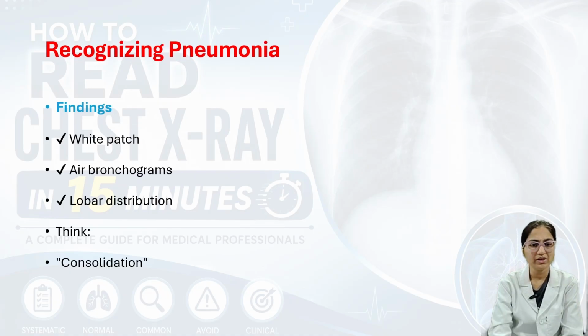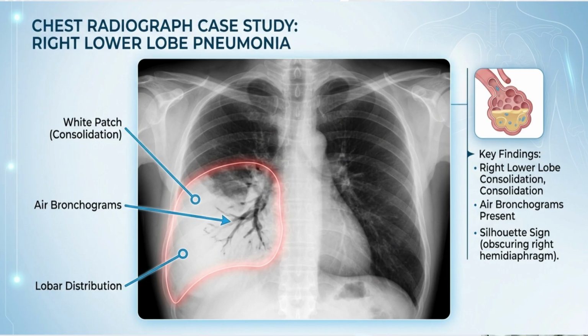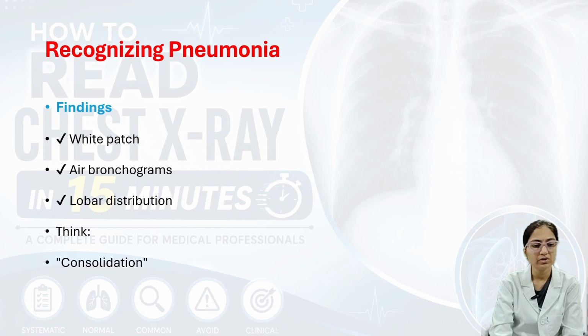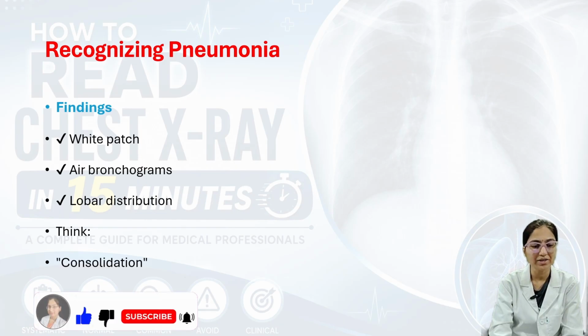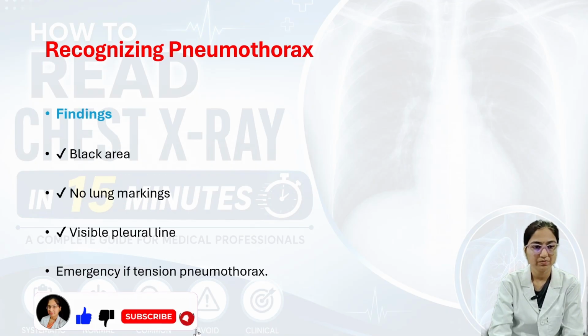Next we'll see recognizing pneumonia. These are the findings here. Pay attention to white patch, air bronchograms, and lobar distribution. And you need to think of consolidation here. This is recognizing pneumonia. These are the findings.